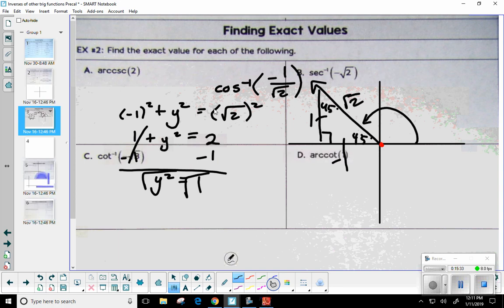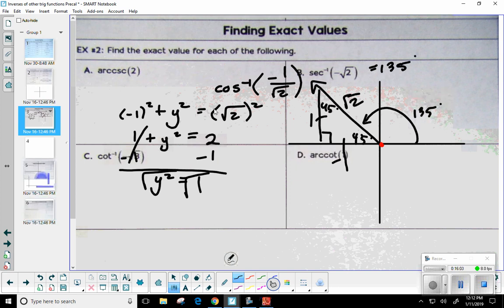So is secant inverse of negative square root of 2 45? Remember, what did I say at the beginning? If it's in quadrant 2, there we go. If half of the circle is 180, how far do I have to rotate so that 45 is left over? And I believe it was Israel who just told me that, 135. So this is 135 degrees.